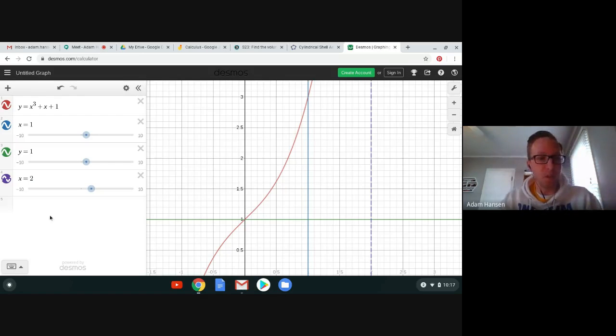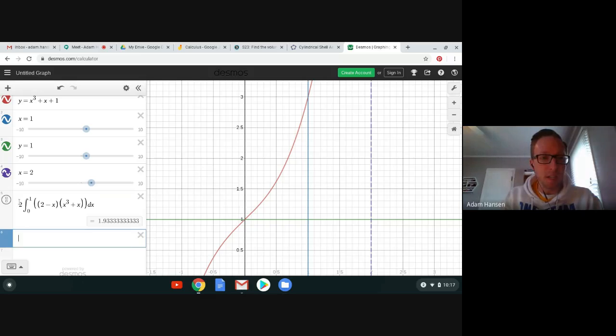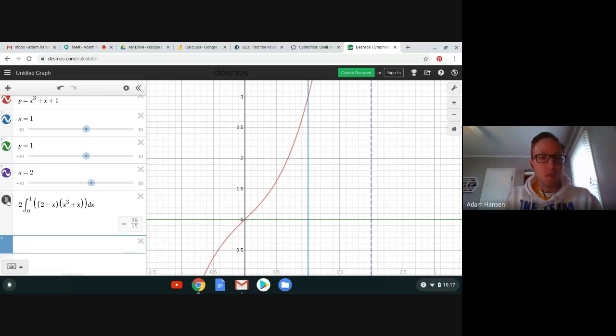Let's just double check here on Desmos. Put 2 out in front times the integral from 0 to 1 of quantity, the radius 2 minus x times the height x cubed plus x dx. Gives me that rational number, which is 29/15. Put the pi in for 29 pi over 15. Looks like we're good there.